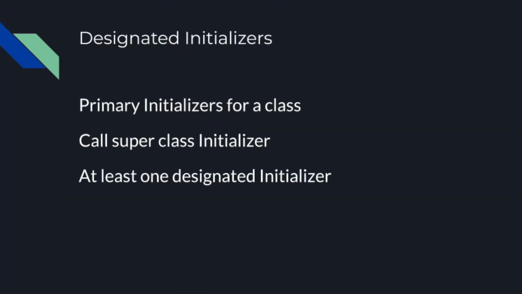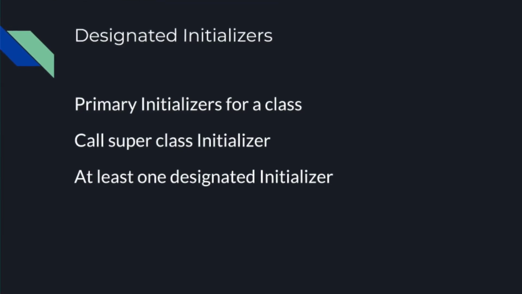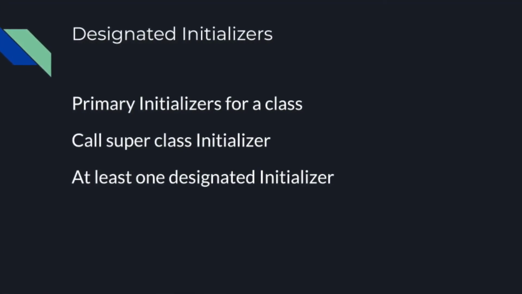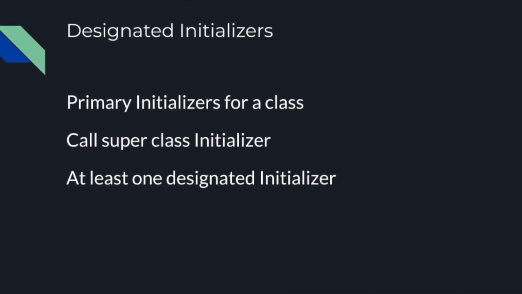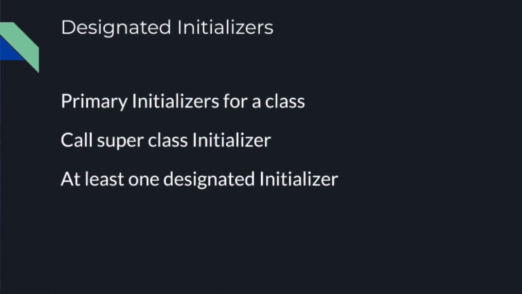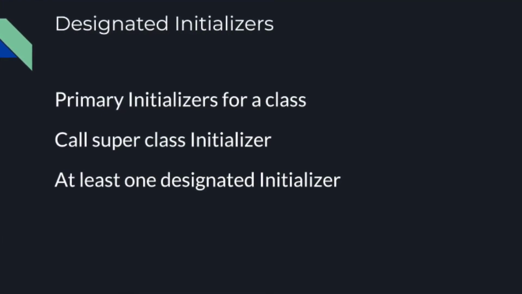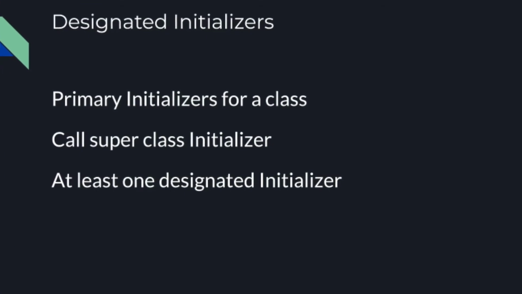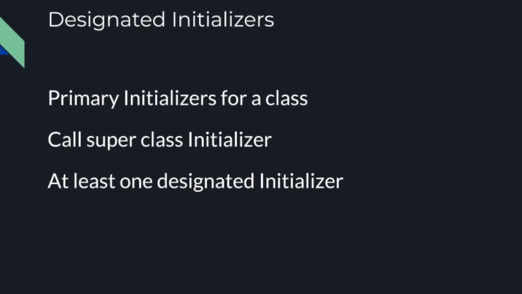First, check the designated initializers. Designated initializers are the primary initializers for a class. A designated initializer fully initializes all properties introduced by that class and calls an appropriate superclass initializer to continue the initialization process up the superclass chain. Every class must have at least one designated initializer. In some cases, this requirement is satisfied by inheriting one or more designated initializers from a superclass.